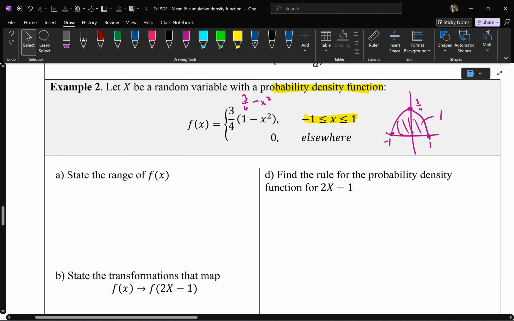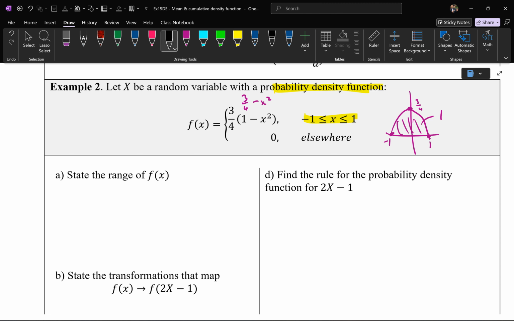What's the range of the function? I sketched the graph for you there, but usually you'd have to do it yourself. What is the range in this case? Can I please have Samuel? What's the range? Good. Range must be between 0 to 3 on 4, based on the graph that I just drew. I just sketched the function.